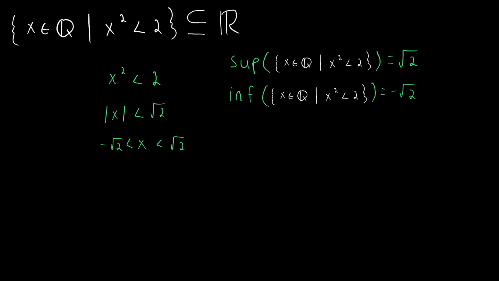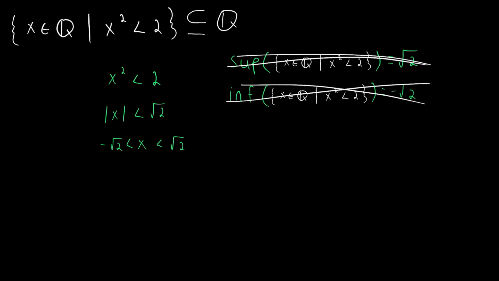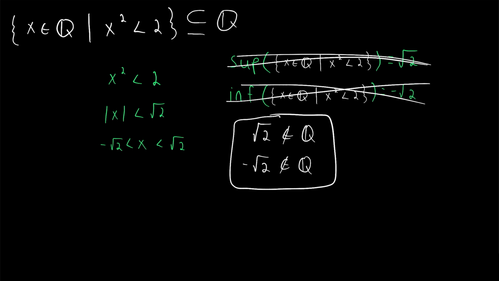So then all I want to point out is that we could have taken this set to be a subset not of the real numbers, but of the rational numbers. The rationals are also an ordered field that this is a subset of. However, in this case, the set has no supremum and it has no infimum because neither the square root of 2 nor negative square root of 2 are elements of the rational numbers. Because, of course, the square root of 2 is irrational.